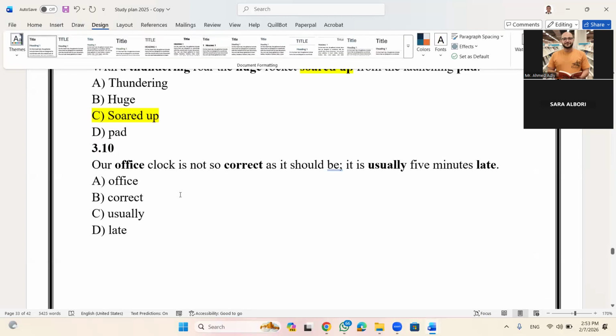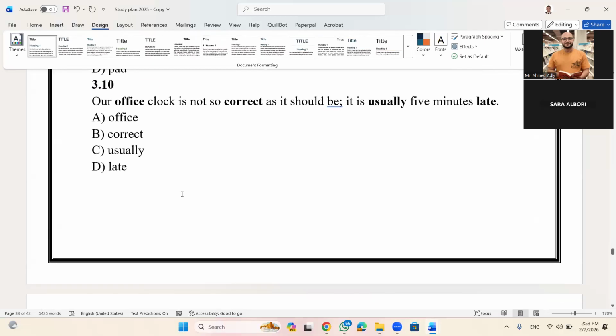Sarah? Yes, yes. Okay, 10. Our office clock is not so correct as it could be. It is usually 5 minutes late. Good job. Here we're talking about their office clock, which is usually 5 minutes late.